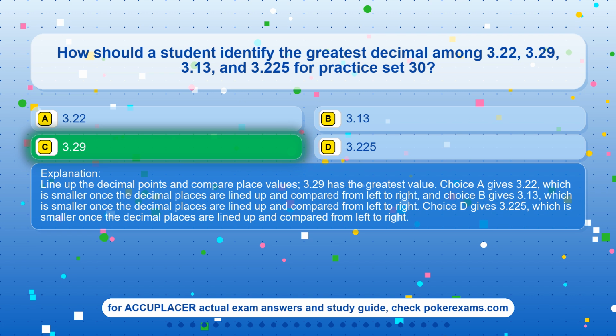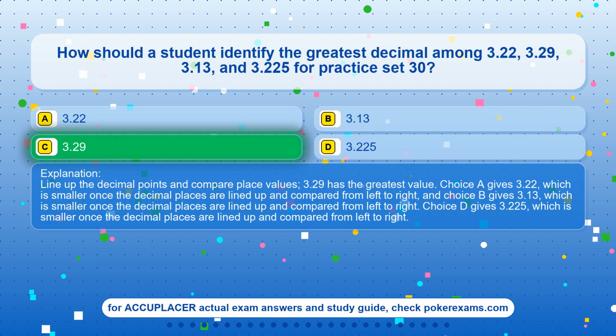Choice A gives 3.22, which is smaller once the decimal places are lined up and compared from left to right, and choice B gives 3.13, which is smaller once the decimal places are lined up and compared from left to right. Choice D gives 3.225, which is smaller once the decimal places are lined up and compared from left to right.